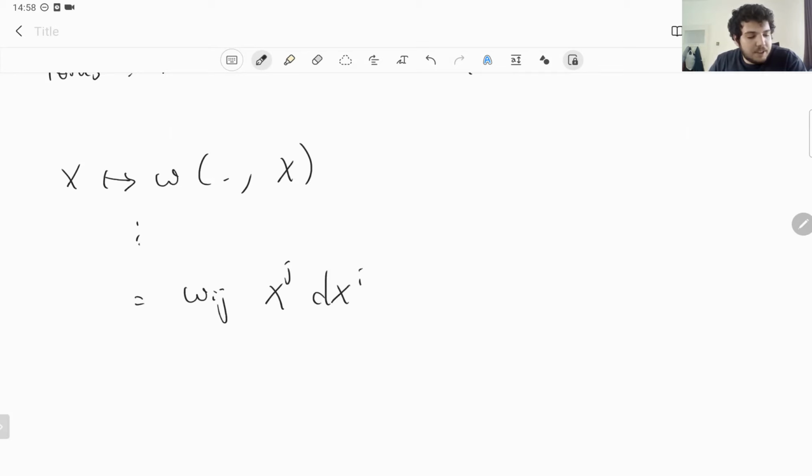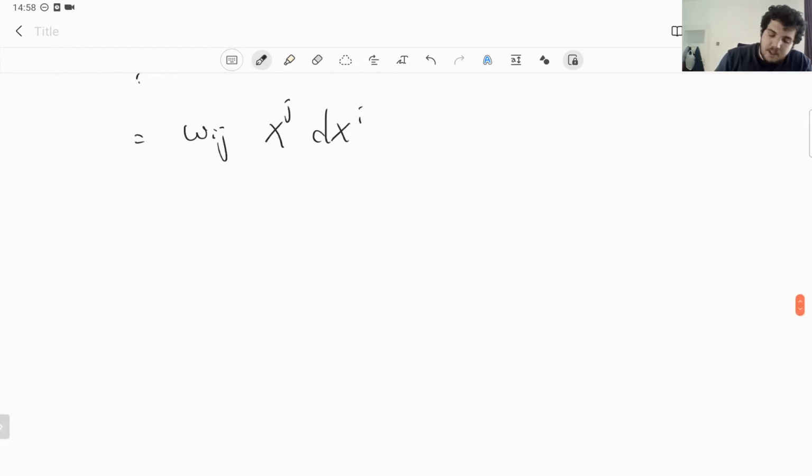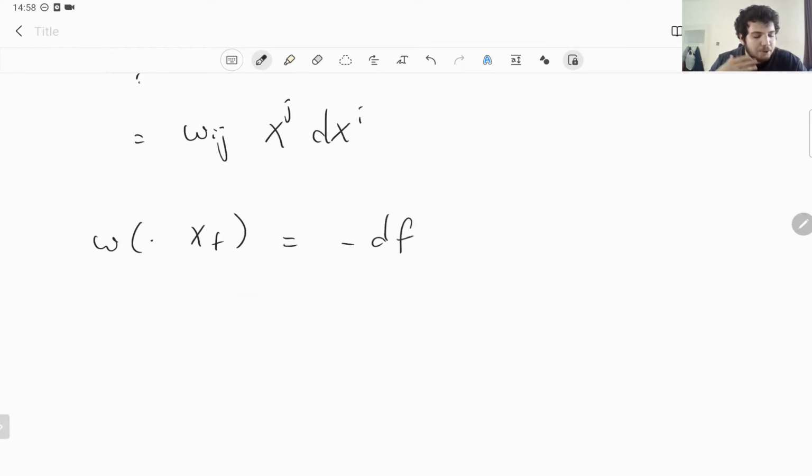And the existence of this allows us to give a vector field. We will define a Hamiltonian vector field, which we will later use in our definition of classical mechanics. We will define our Hamiltonian vector field simply as omega dot xf is equal to minus df. Okay, we will call this our Hamiltonian vector field.